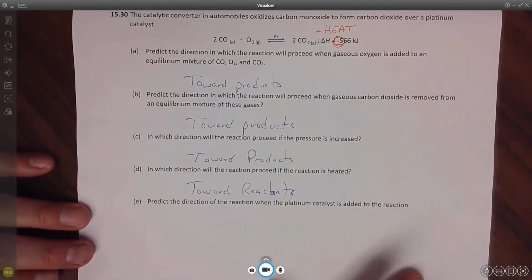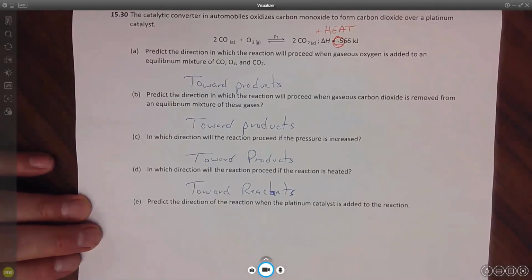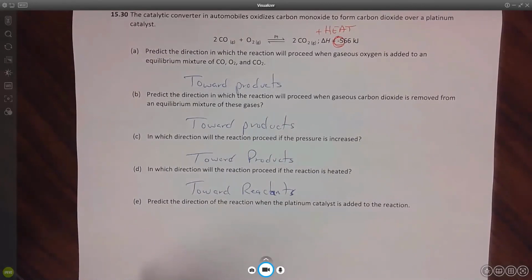Okay, the last question then says, predict the direction of the reaction when the platinum catalyst is added to the reaction vessel. How is that going to change the equilibrium of reactants to products? Isn't there no reaction? It just increases the rate and doesn't have any effect on the reactants or products. Yes, let me restate that.